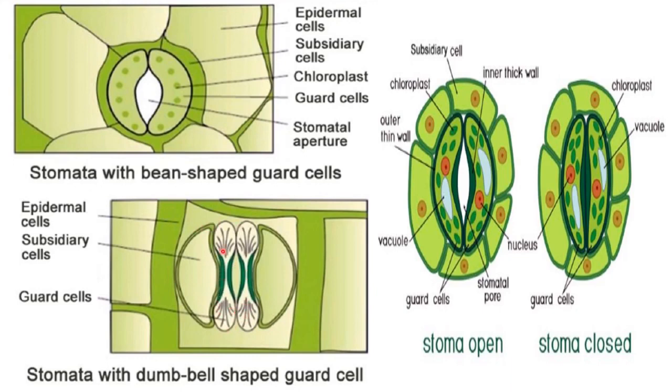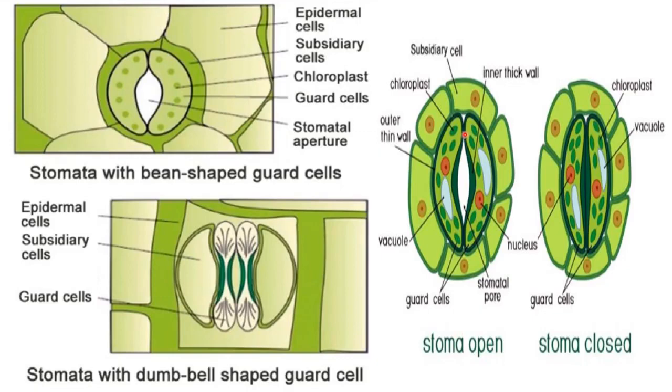And here also these are guard cells in case of grasses, which are dumbbell shaped, and here also this is the inner wall which is thick and this is the outer wall which is thin. These are subsidiary cells, and combinedly this complete structure having these guard cells, this stomatal aperture and these subsidiary cells is called the stomatal apparatus.